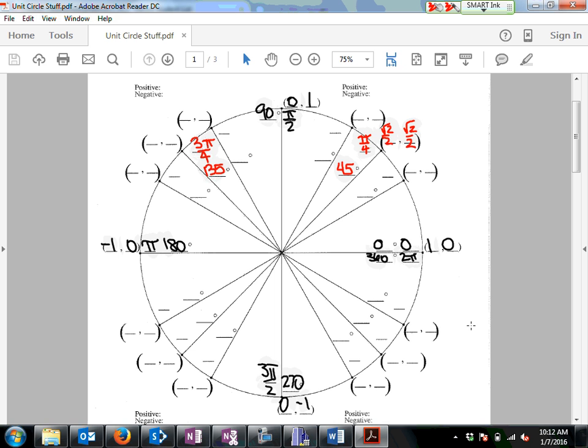Okay, so help me out here. We have a horizontal distance of what? Oh, why is it negative? Okay, we move to the left radical 2 over 2, so we have to label it as negative. And then we move up radical 2 over 2, so that will stay positive. So our x-coordinate is negative radical 2 over 2. Our y-coordinate is positive radical 2 over 2.